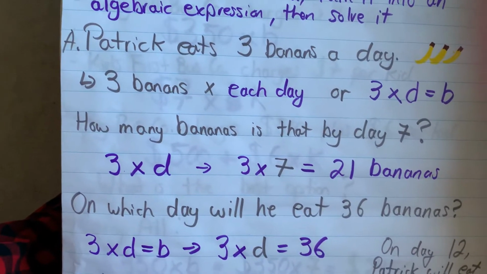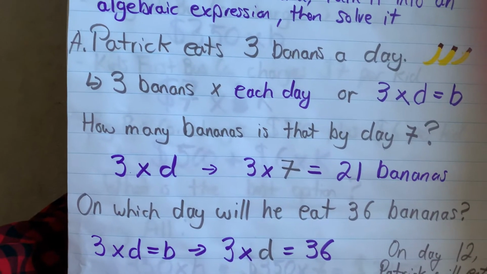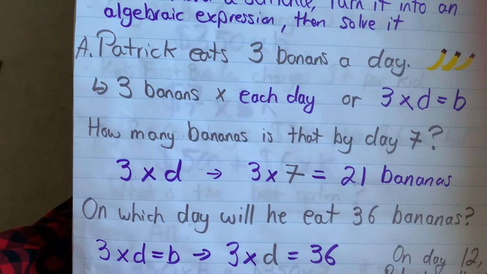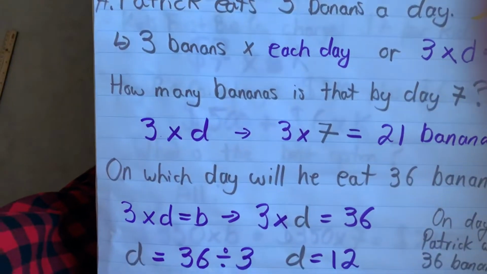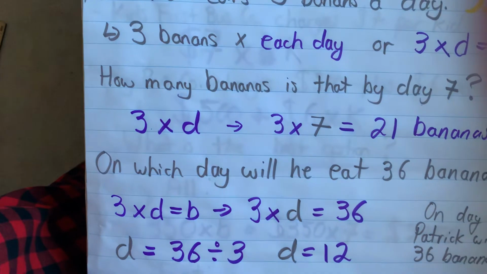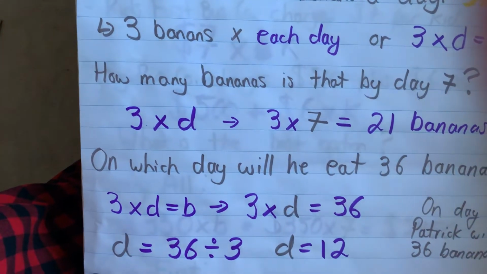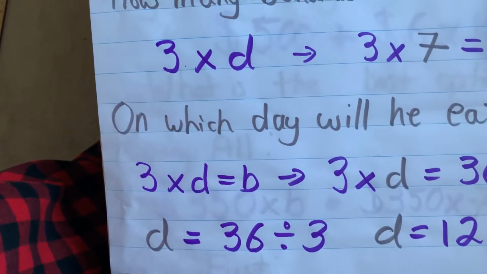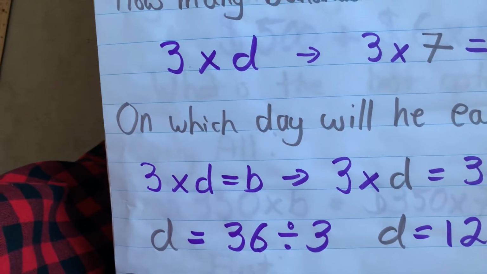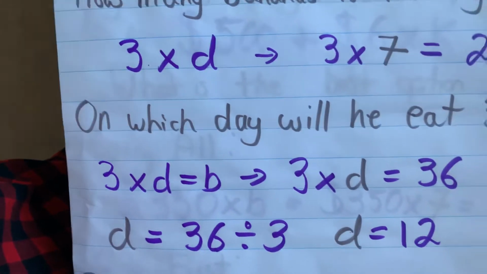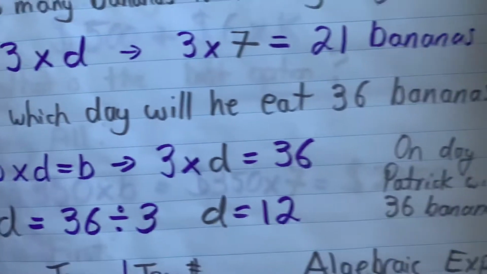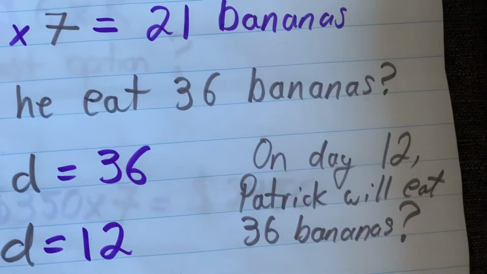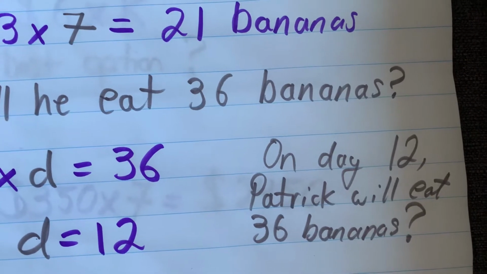Well, now I'm basically asking myself, what number times 3 gives me 36? Well, I can rewrite that sentence. I can rewrite 3 times D equals 36, so it looks like D equals 36 divided by 3. Now it's just simple division, so D equals 12. And because it's a word problem, I need my sentence at the end. On day 12, Patrick will eat 36 bananas.